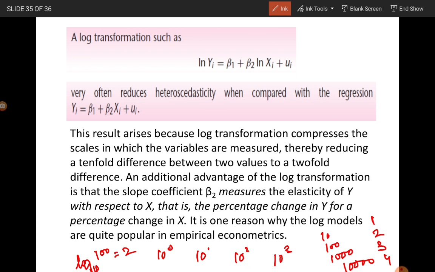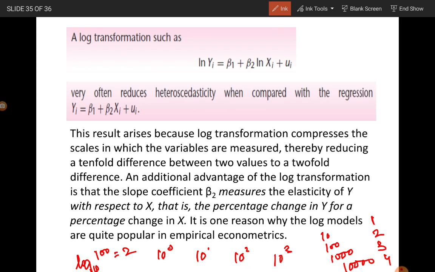Right? Because log of 10 is 1, log of 100 is 2, log of 1000 base 10 is 3, log of 10,000 is 4, and so on. So as you can see, when the scale reduces, even in your model, the variances and the differences in the variances will shrink quite a bit. So the log transformation is very useful in reducing the problem of heteroscedasticity.